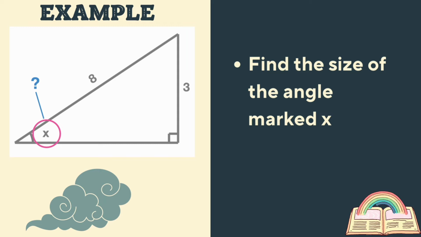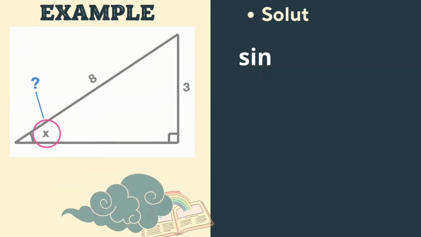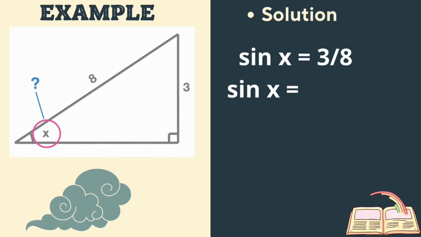To find the value of x, you look at the sides which you are given. We are given the opposite as well as the hypotenuse. So which of the trig ratios are we going to use? We are going to use the opposite all over hypotenuse, which is the sine of the angle. So we are going to use the trigonometric ratio sine to solve it.